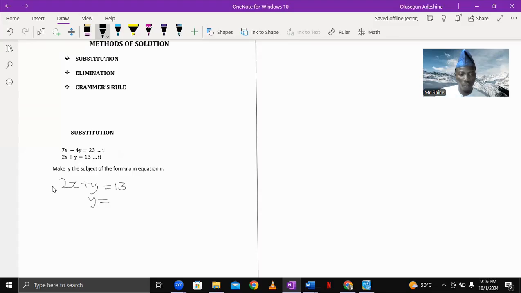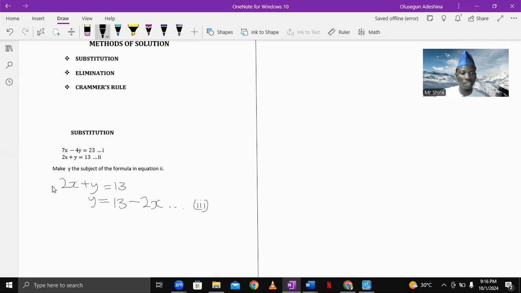Y equals 13 on the right-hand side remains 13 because it's not moving. 2x from the left-hand side, from positive, on getting to the other side of the equation becomes a negative term. So we have y equals 13 minus 2x. And now we can call this equation 3. So we have a new equation in y, and we named that equation 3.